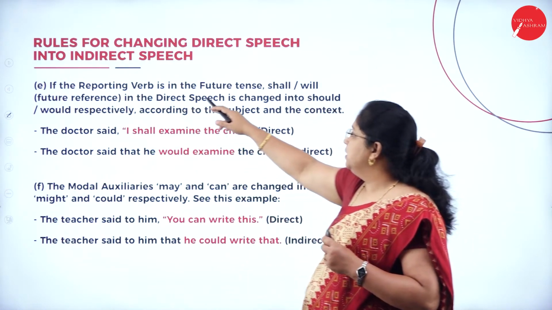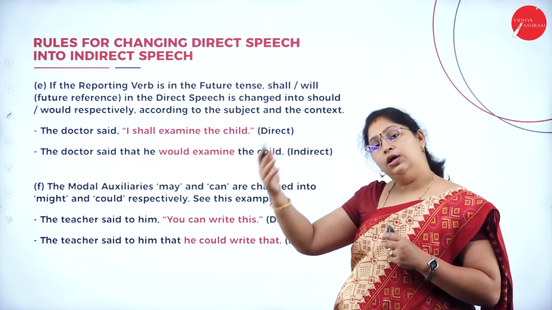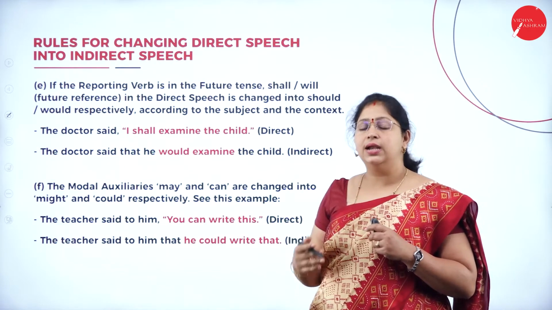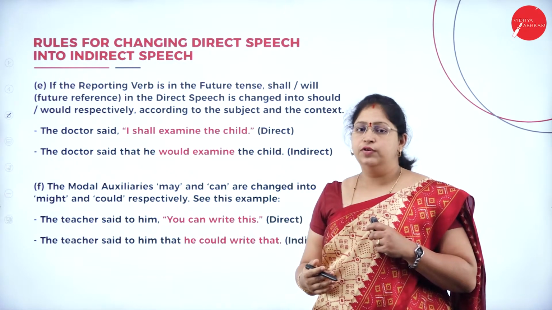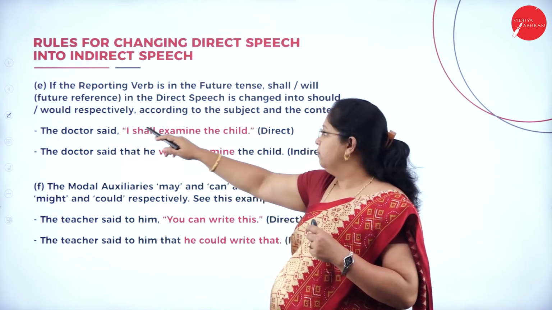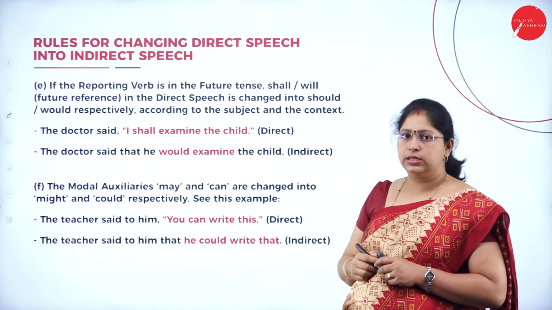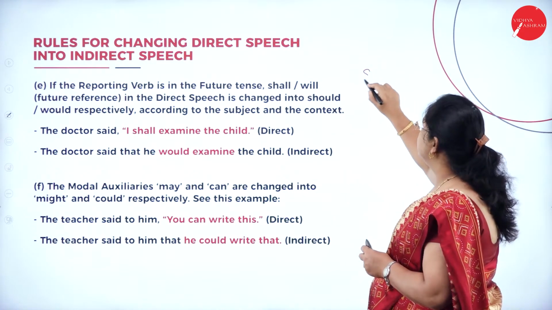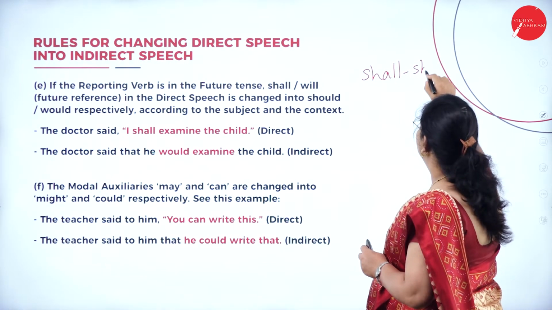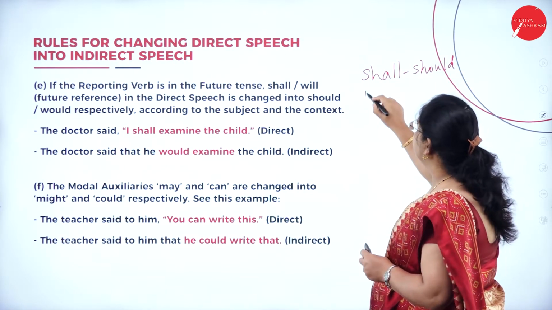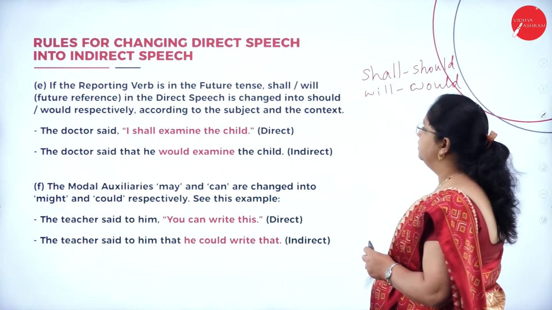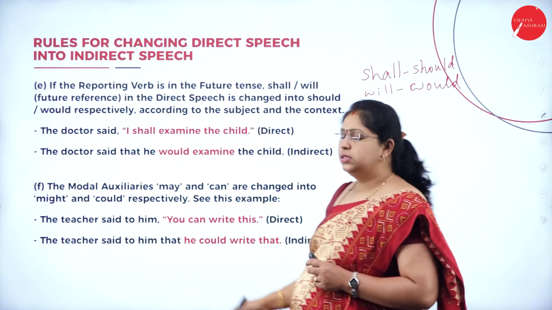If the reporting verb is in the future tense, if it has shall or will, shall or will tells us that the thing is going to happen in the future, correct? In direct speech it is changed into should or would respectively, according to the subject and the context. So if it is shall in the future tense, it changes to should. If it is will, it changes to would. Okay, let us see an example here.